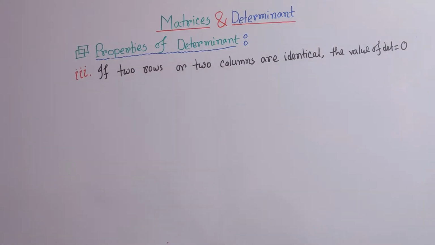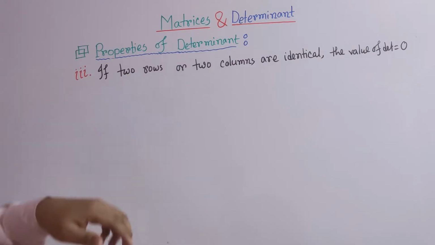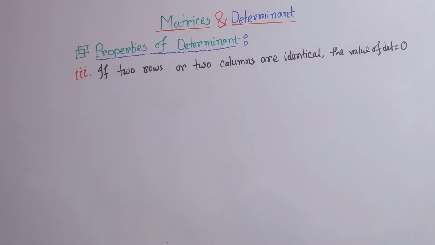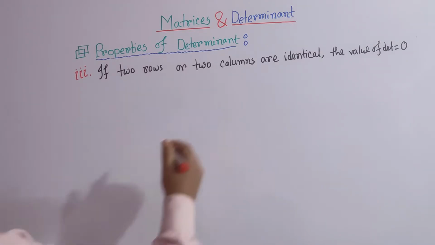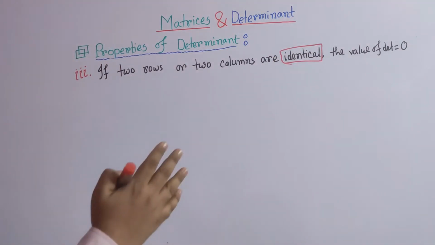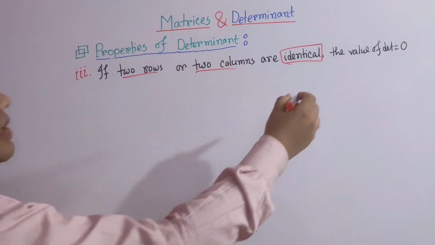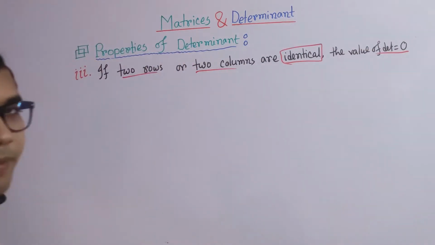So dear students, these are very important rules for our determinant part. If two rows or two columns are identical, that means the same, it's a very important thing, then the value of the determinant will be 0.